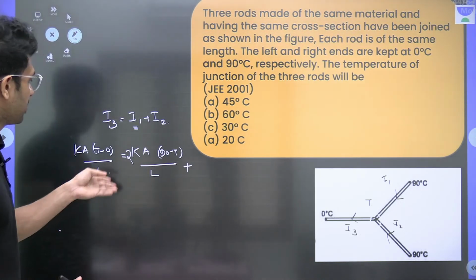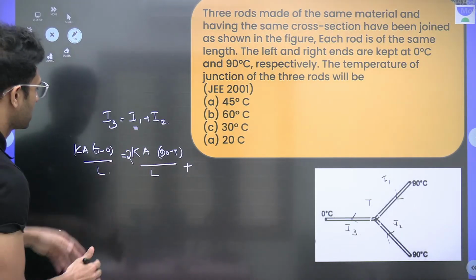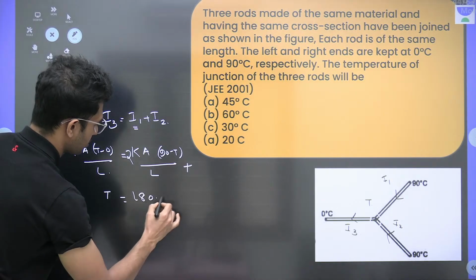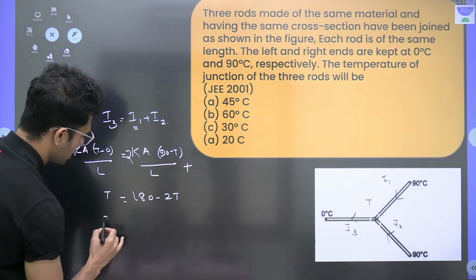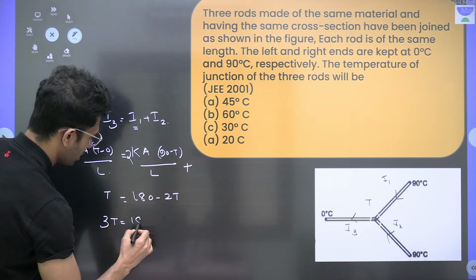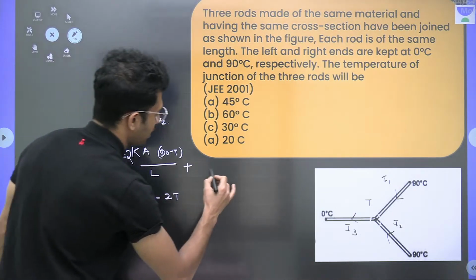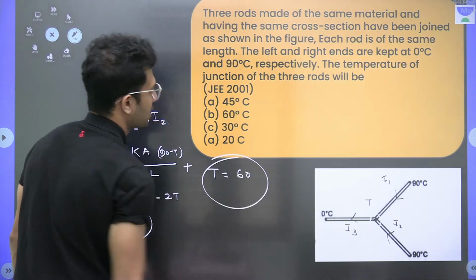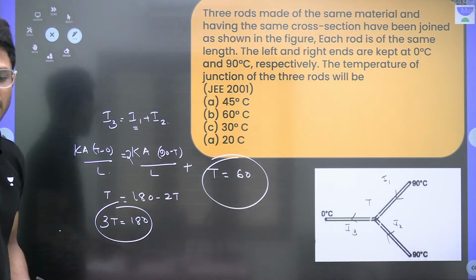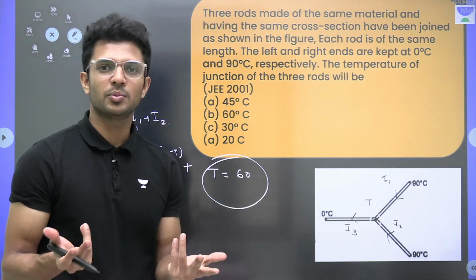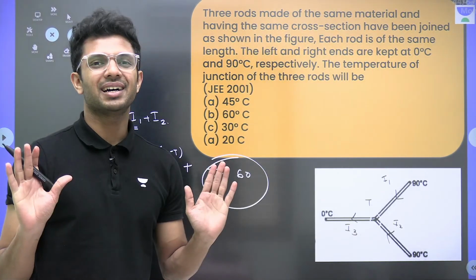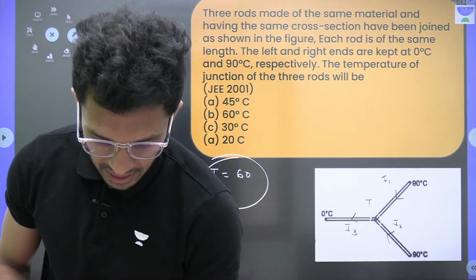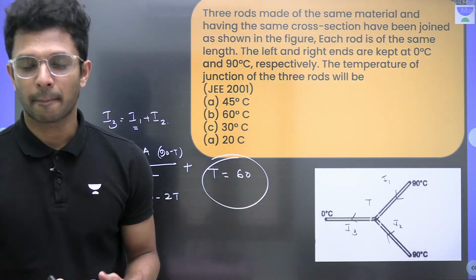Now K A by L cancels. Here what remains? T. Here 2 times 90 is 180 minus 2T. Minus 2T comes to the left hand side, 3T equals 180, and what is the value of T? 180 by 3, that is equal to 60. Done, we got the answer, it was fun, right? Yes sir, absolutely, we enjoyed it sir.